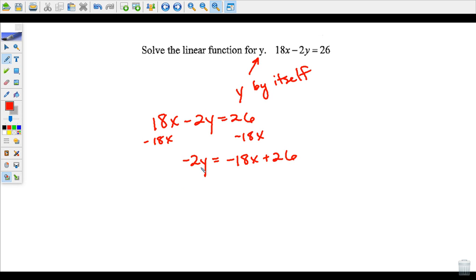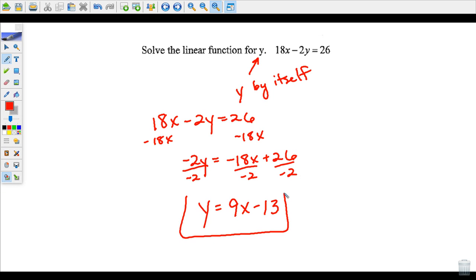Now we've got to get rid of the negative 2 by dividing, and we have to divide every single term by negative 2. So that leaves y equals negative 18 divided by negative 2 is positive 9x. Positive 26 divided by negative 2 is negative 13. So when y is isolated, we get y equals 9x minus 13, and that's that function solved for y.